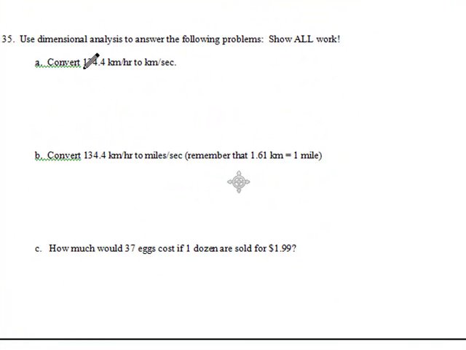Okay, number 35 asks you to do some dimensional analysis problems. The first one asks you to convert 134.4 kilometers per hour to kilometers per second. So here we go. The first thing you do is write down what you know. You know that you have 134.4 kilometers, and then you never use a slash. Always put a straight line and then put 1 hour. Okay? That means you can go 134.4 kilometers in 1 hour.